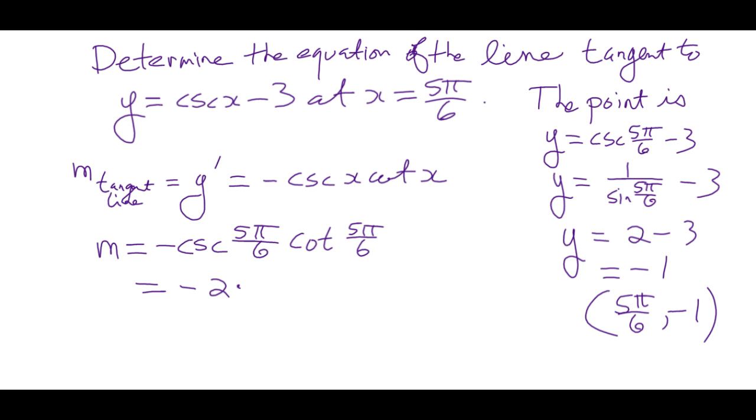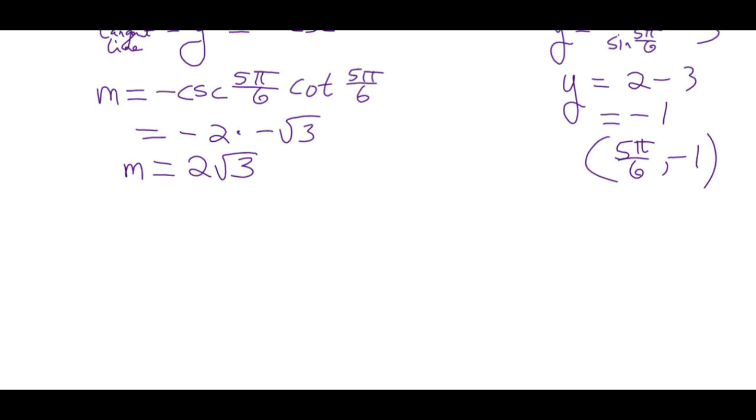And then we've got the cotangent of 5 pi over 6, so we've got to figure that out. We already know where 5 pi over 6 is. It's got a reference angle pi over 6. Cotangent is cosine over sine, but the cosine is negative there, so it's negative root 3 over 1, negative root 3. So the slope is 2 root 3. There's the slope.